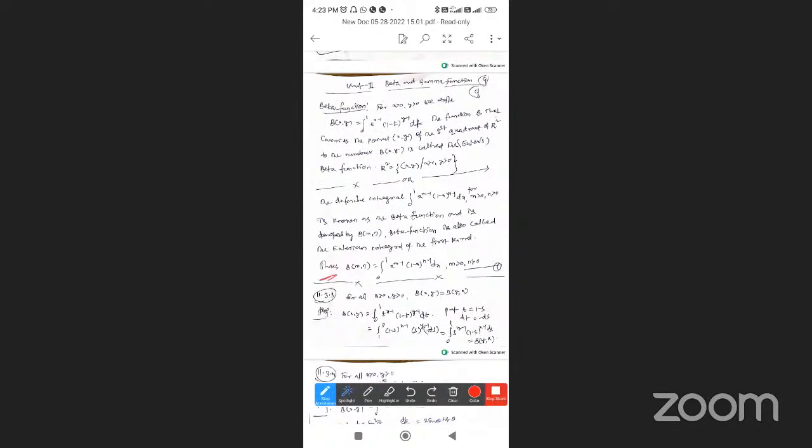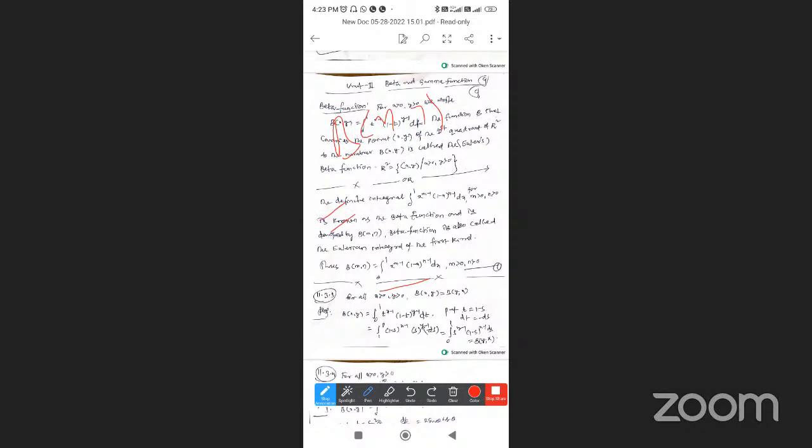Now beta and gamma function, the 11th topic. So beta function for x greater than 0, y greater than 0, beta of x comma y. What is beta of x comma y? The formula is this integration 0 to 1 t to the power of x minus 1 into 1 minus t to the power of y minus 1 into dt. This is beta of x comma y. Sometimes it is beta of m comma n. The beta is an Euler integral of the first kind.